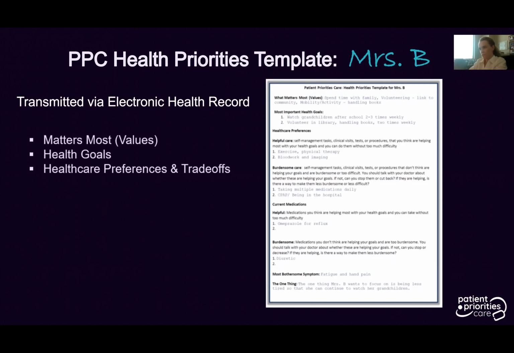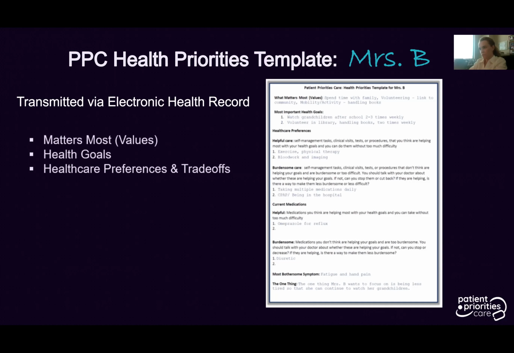That's how we transform these values into specific, realistic, actionable goals. Now, the goals should be linked to the values. They're not really supposed to be about a disease or a lab value or a biomarker. They're really supposed to be goals that are related to the patient's values and what they would like to achieve in their life.